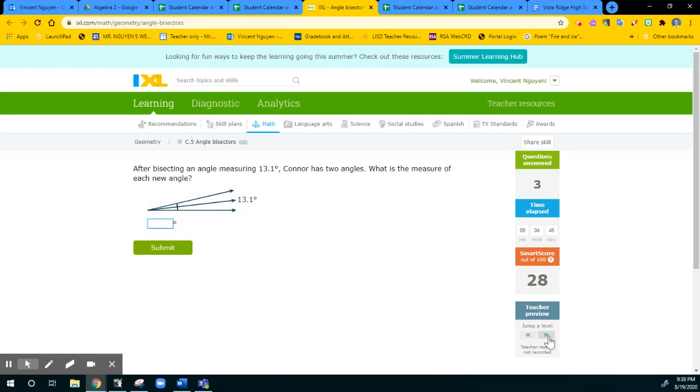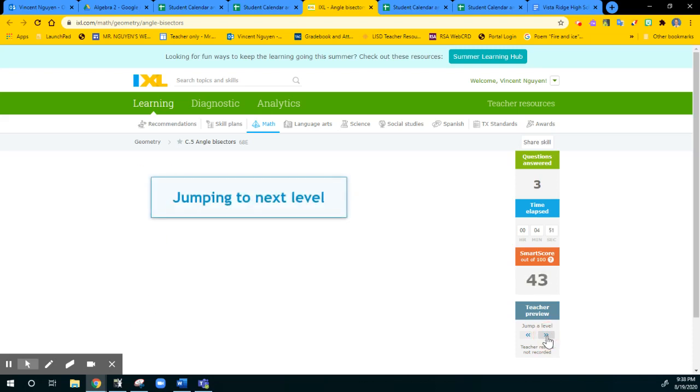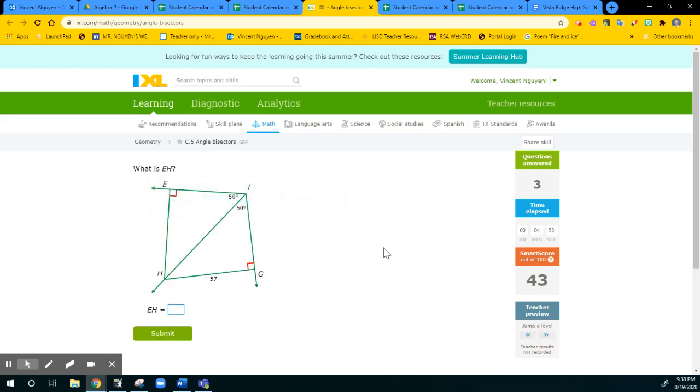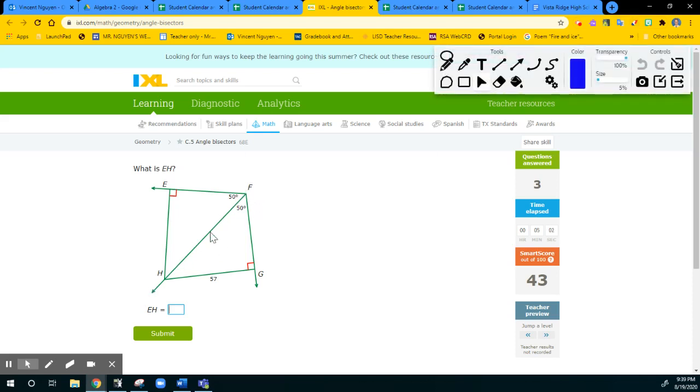So I'm going to jump level really quick so we can actually see some application problems. Okay, jump. Okay, here's an application problem. This has to do with the angle bisector theorem. The angle bisector theorem says that if you have an angle bisector, which is FH here, and the segments that come to this angle bisector are perpendicular to the sides of the angles, then the distances are actually equal, right?